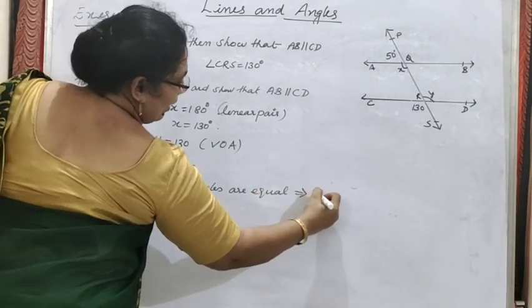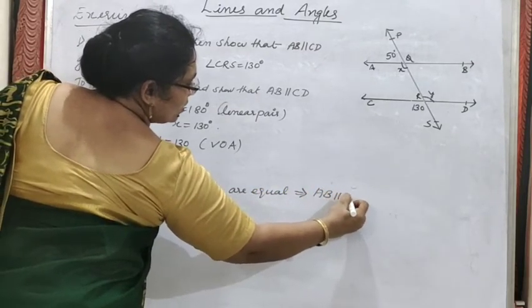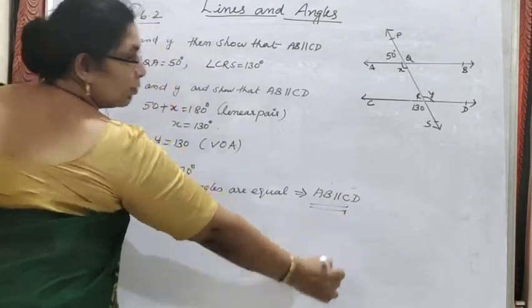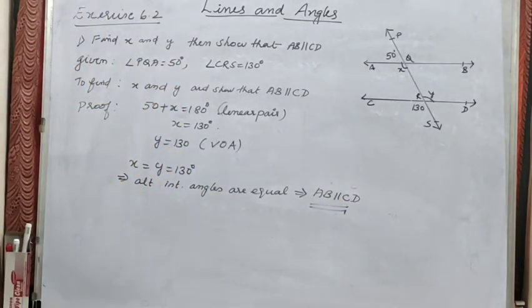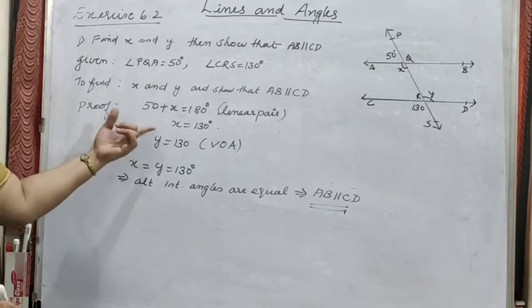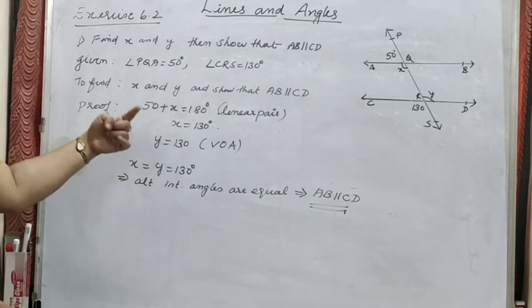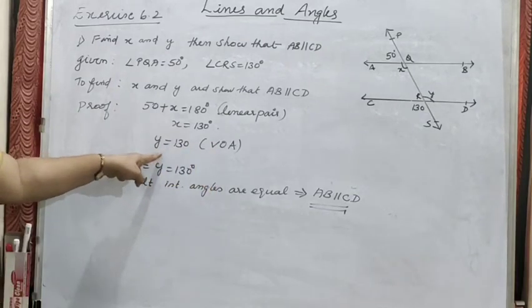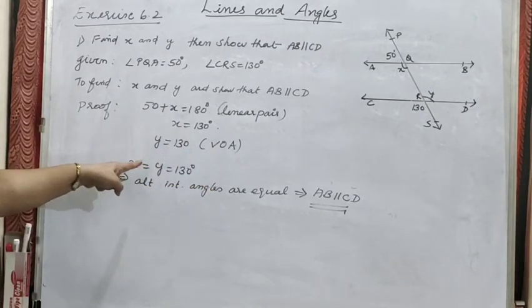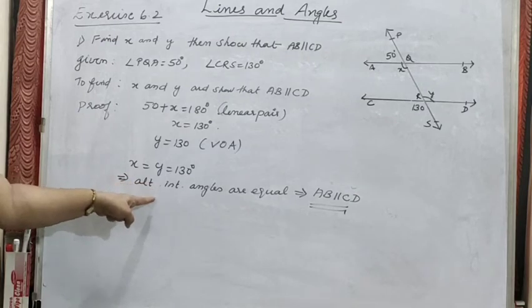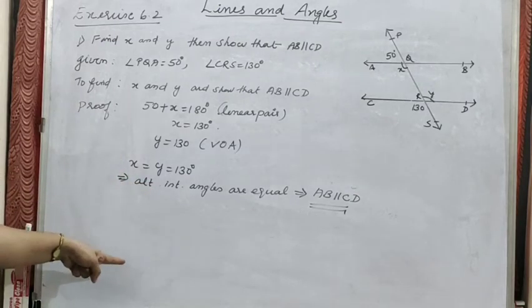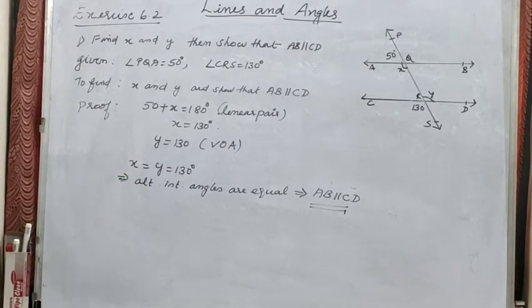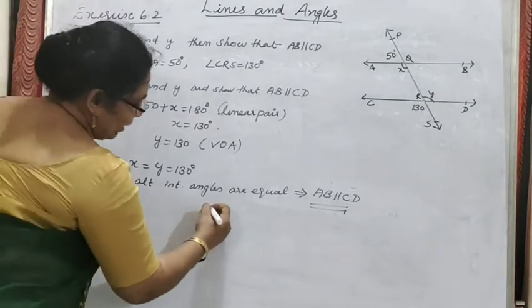The given line AB parallel to CD. Simple one, this exercise. 50 plus X is 180 degrees. X we have calculated as 130 by the linear pair property. By the vertically opposite angle property, Y equal to 130 we got. Therefore X equal to Y equal to 130. This shows that alternate interior angles are equal. Therefore AB parallel to CD. Hence proved.